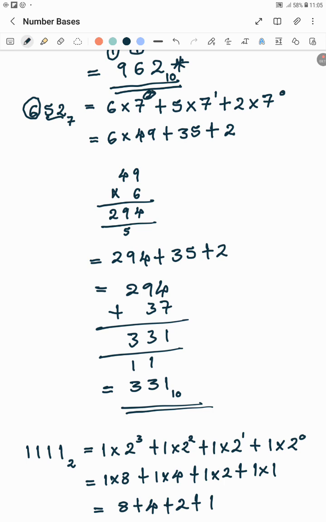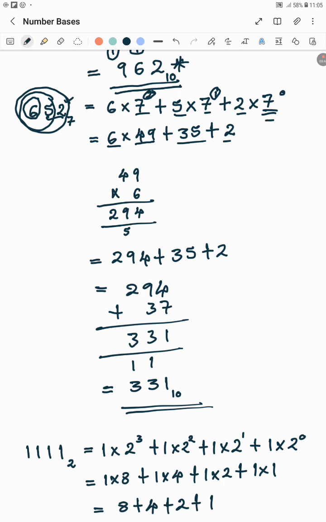And if you close 6 and 5, you're going to remain with only 1, and you're going to say to the power 1. And if you close the whole number, 652, you're going to remain with 0, and that's how you get 7 to the power 0. So now this is 6 times 49 from 7 squared. 5 times 7, you get 35, and 2 times 1, you get 2.